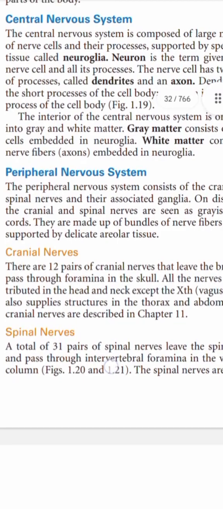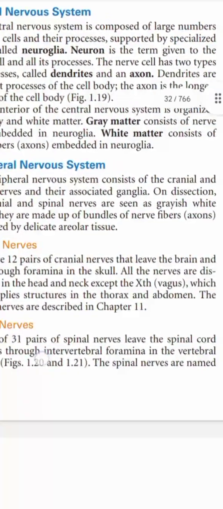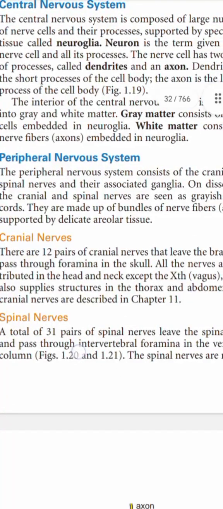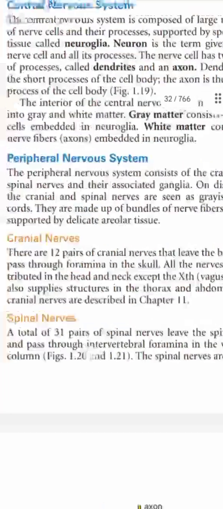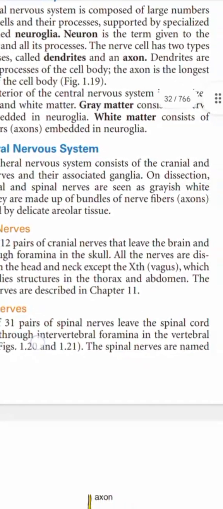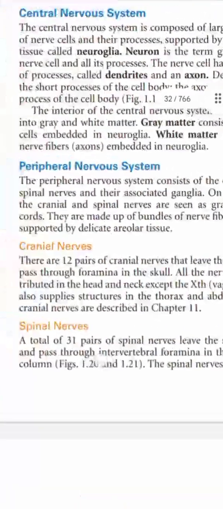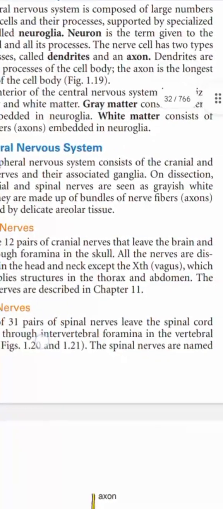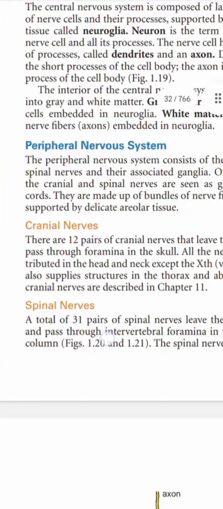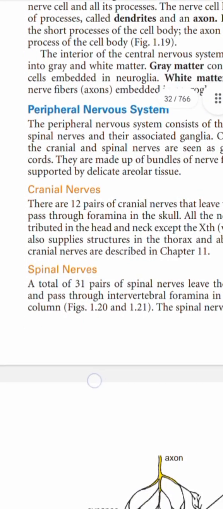Cranial nerves. There are 12 pairs of cranial nerves that leave the brain and they pass through foramina in the skull. They supply all the structures in the head and neck, except the vagus, which also supplies structures in the thorax and abdomen. The cranial nerves are described in chapter 11.